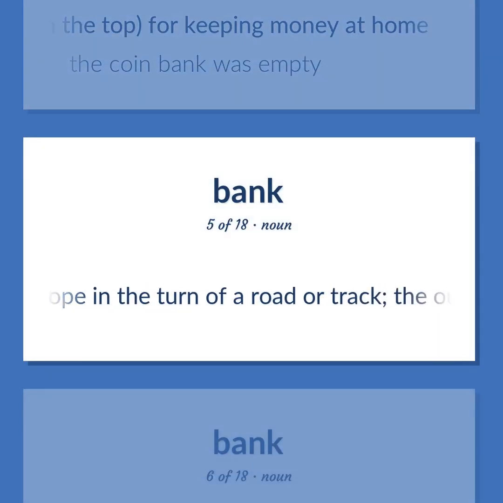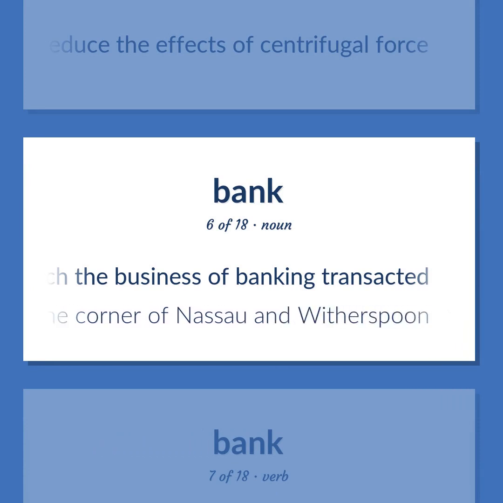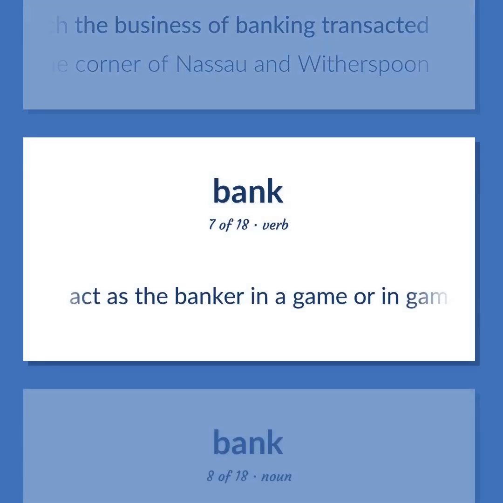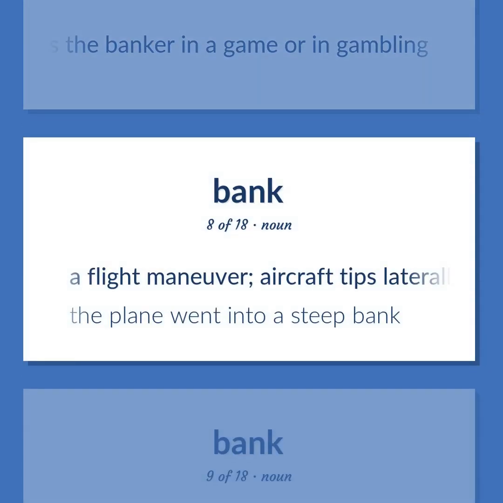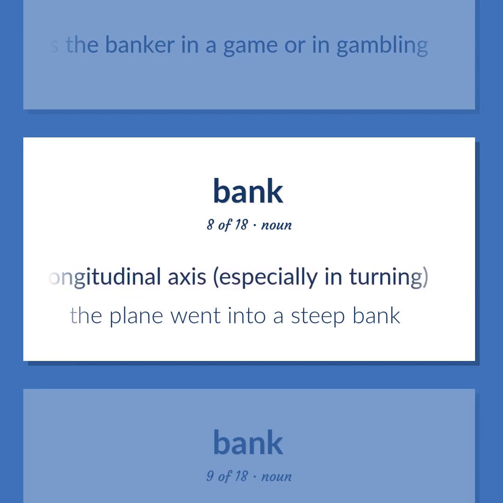A slope in the turn of a road or track. The outside is higher than the inside in order to reduce the effects of centrifugal force. A building in which the business of banking is transacted. The bank is on the corner of Nassau and Witherspoon. Act as the banker in a game or in gambling. A flight maneuver. Aircraft tips laterally about its longitudinal axis, especially in turning. The plane went into a steep bank.